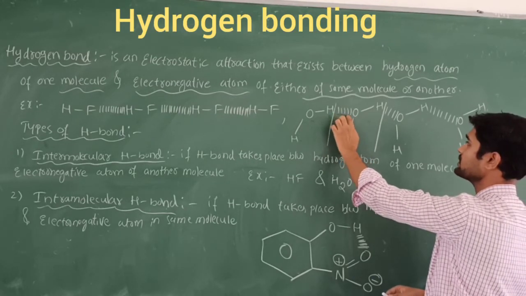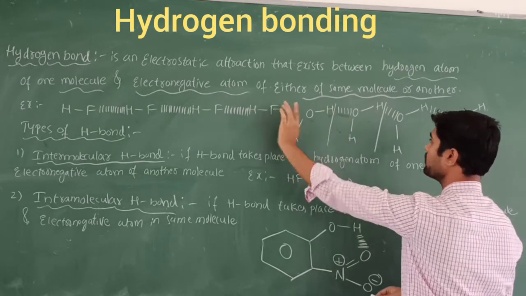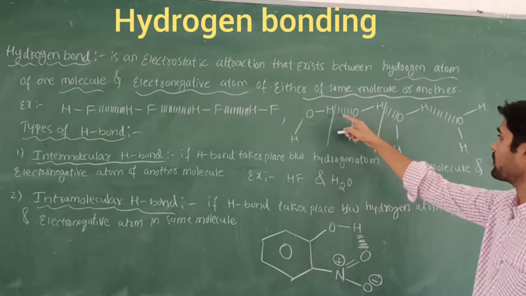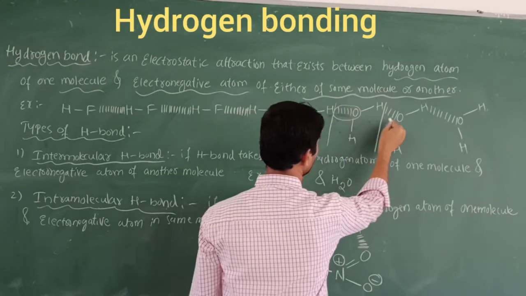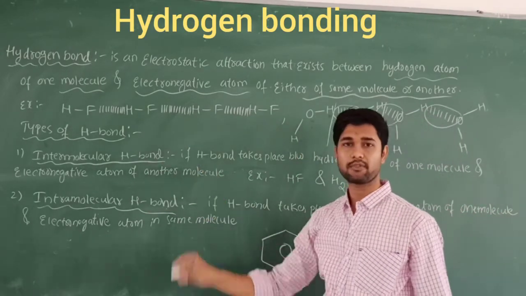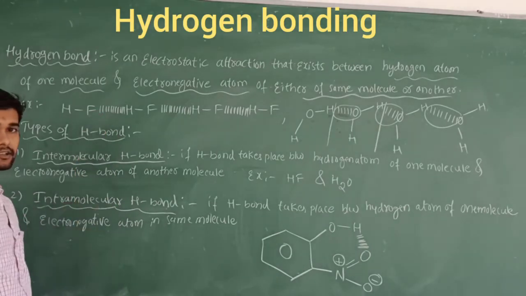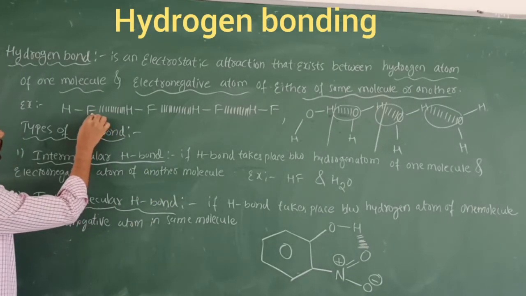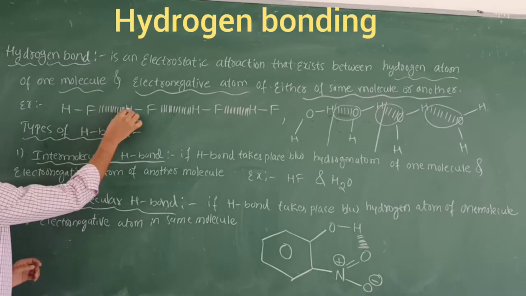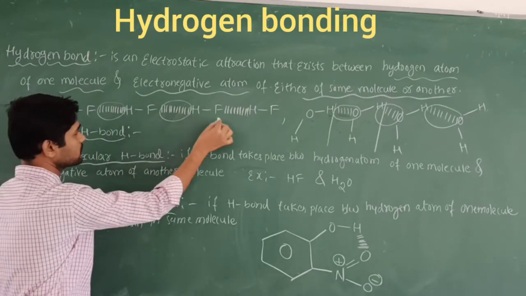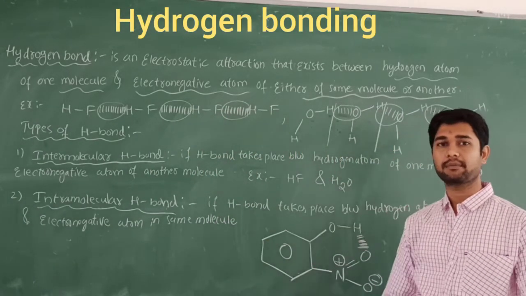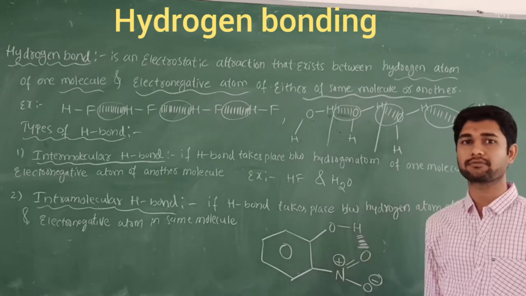Here the force of attraction exists between the hydrogen atom of one molecule and the electronegative element of the other molecule, and that is called a hydrogen bond. You are observing this is a hydrogen bond, this is a hydrogen bond, this is a hydrogen bond. You can also take one more example, hydrogen fluoride. Fluorine has higher electronegativity than hydrogen. So the fluorine of one molecule attracts the hydrogen of another HF molecule, causing a force of attraction, and that is called hydrogen bonding. Once again, this force of attraction exists between the hydrogen atom of one molecule and the electronegative atom of another molecule.